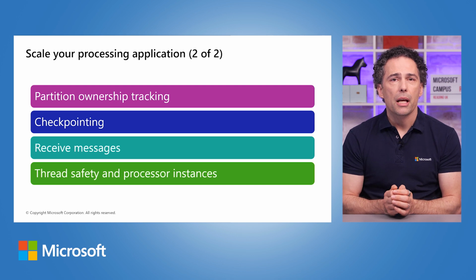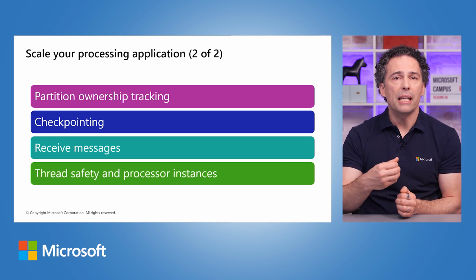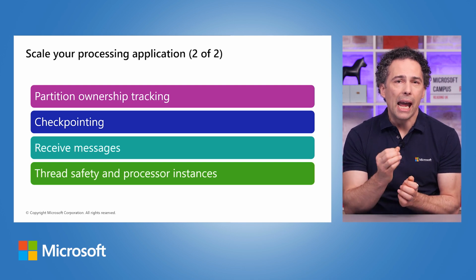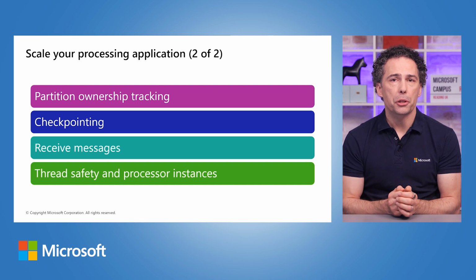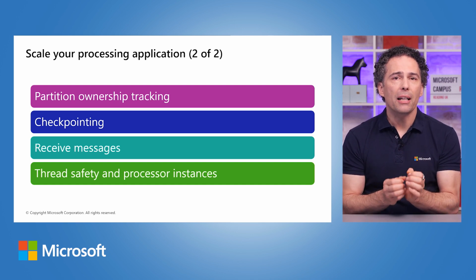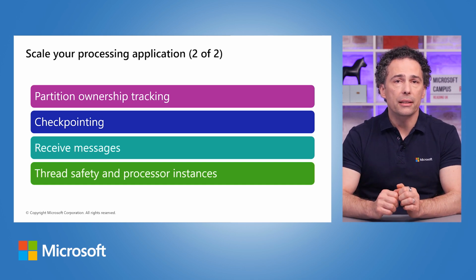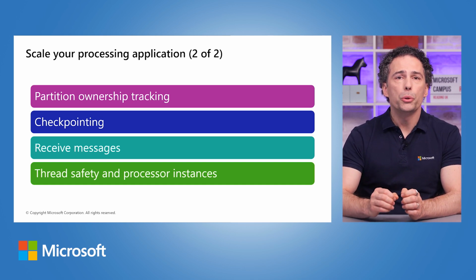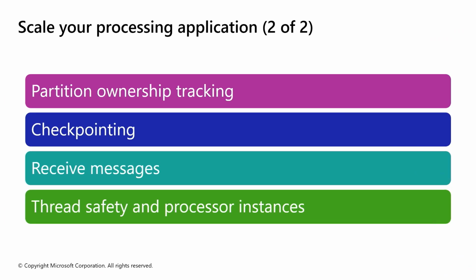Receive messages. This is the function that processes the events delivered by the event pump. It handles one event at a time from a specific partition. It should be fast and have retry logic to avoid missing or duplicated events. It can also use two consumer groups for different purposes. Thread safety and processor instances.